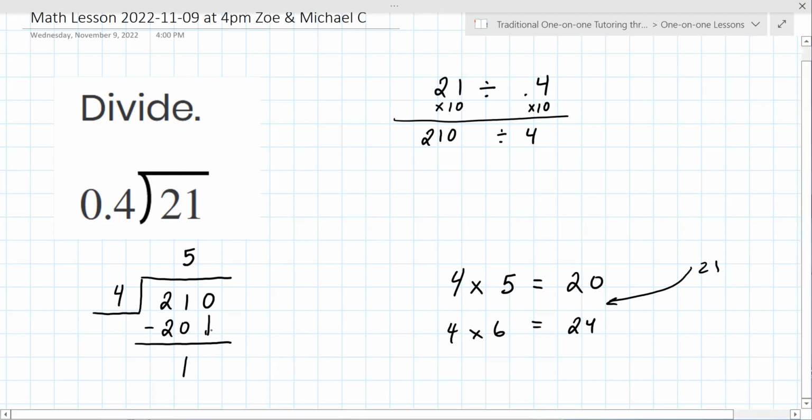Okay, and then you bring down the 0. So now it's 10 down here. So you ask yourself, how many times does 4 go into 10?